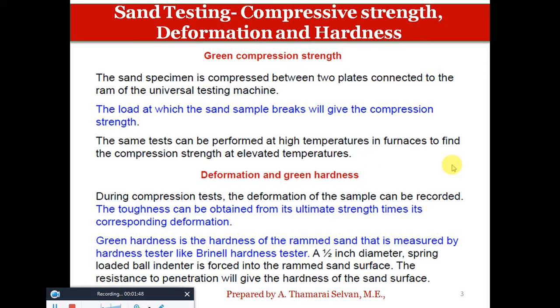temperature. And regarding deformation and the green hardness, during the compression test, the deformation of the sample can be recorded, and the toughness can be obtained from its ultimate strength times its corresponding deformation. So this is how we find the deformation. And the hardness of the rammed sand is measured by a hardness tester like a Brinell hardness tester. A half-inch diameter spring-loaded ball indenter is forced into the rammed sand surface. So the resistance to penetration will give the hardness of the sand surface.